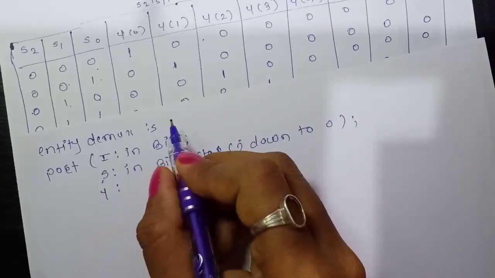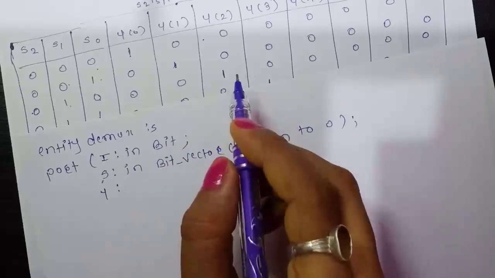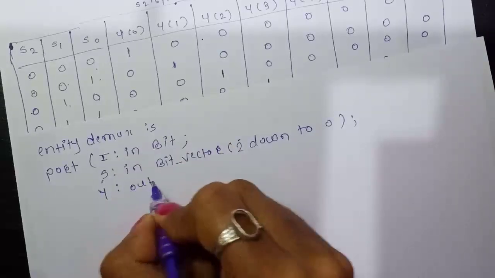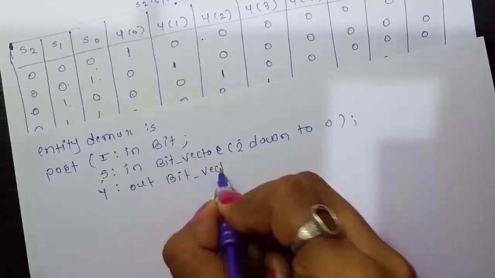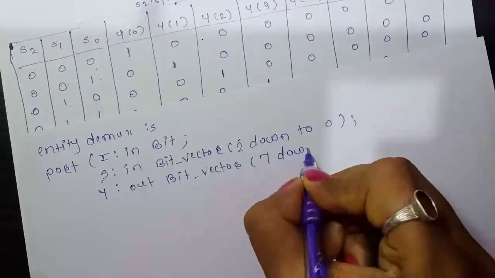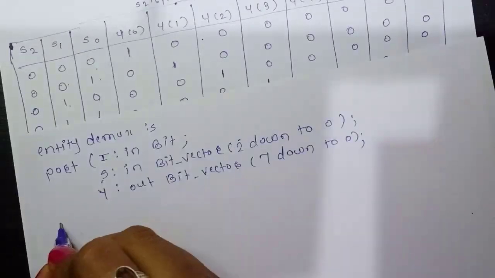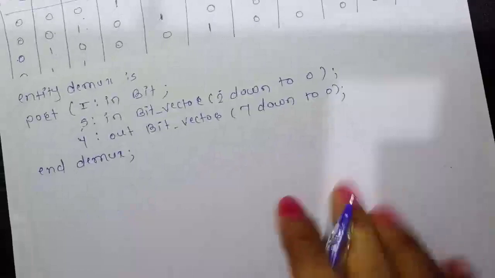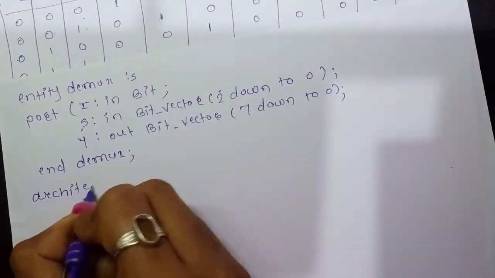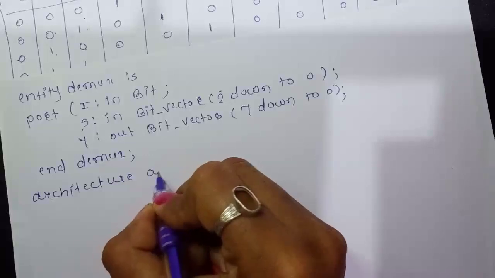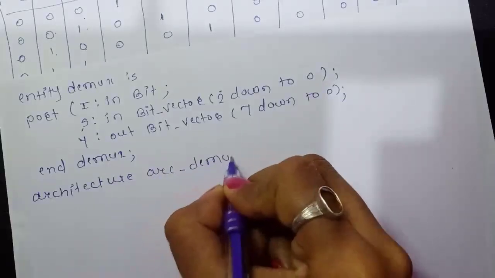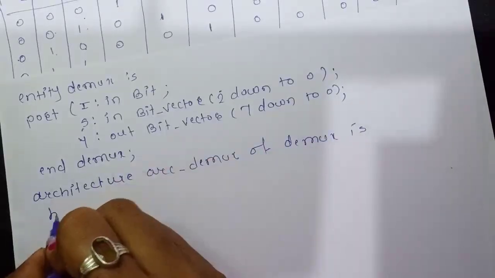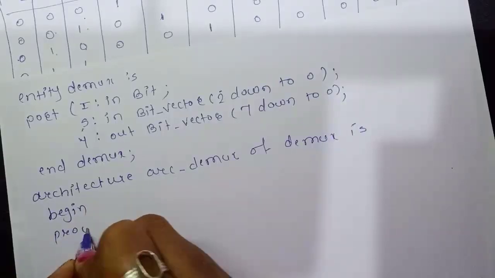Y is the output port. There are 8 output lines, Y0 to Y7, and we can write them again as a single variable, Y, out bit_vector 7 down to 0. After that we have to end our entity, that is end Dmux. Then next we have to write the architecture. So architecture, followed by the name of the architecture, of the name of the entity is, then the keyword begin, then we have to write the process.